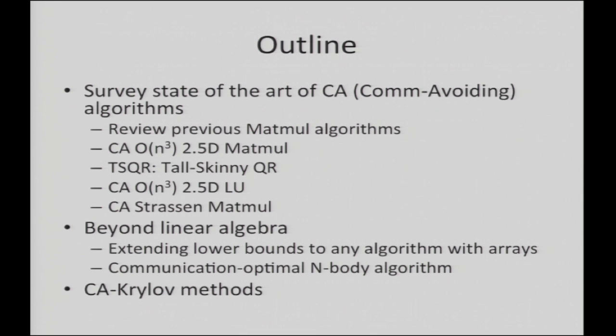Then I'll tell you about 4 new algorithms in a bit more detail. Our new, I'll call it 2.5 dimensional matrix multiply. I'll explain why it is called that. Then tall, skinny QR. Another version of Gaussian elimination, which is asymptotically faster than the existing ones.